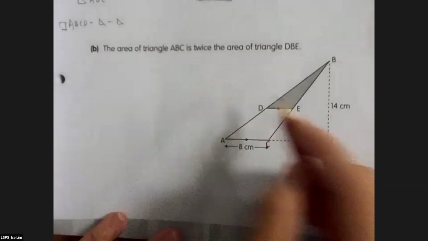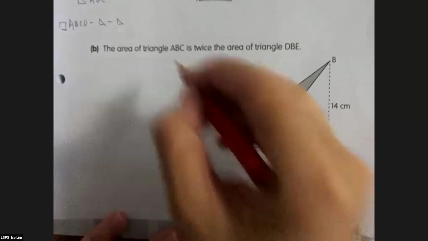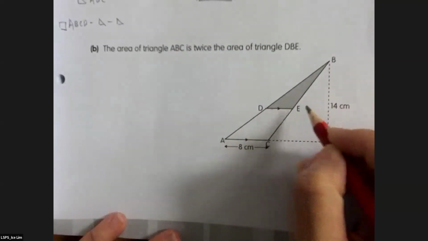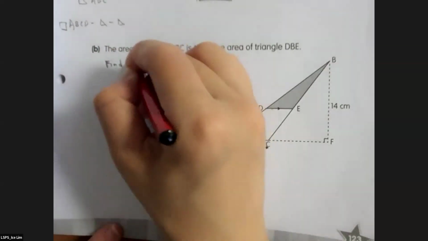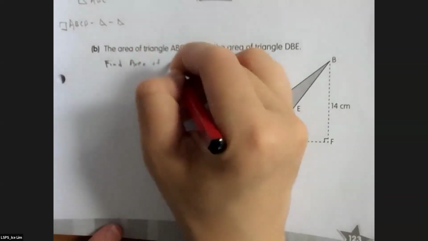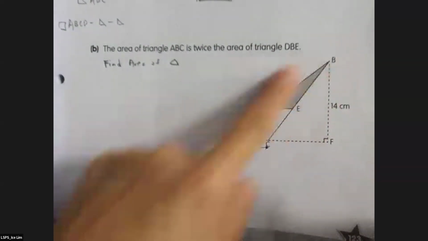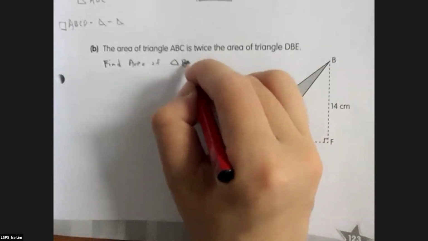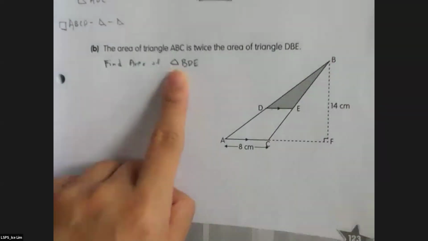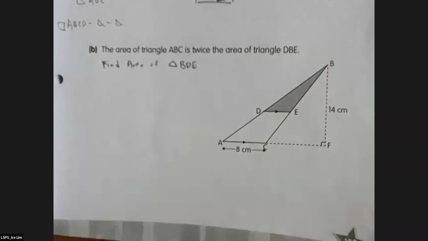So the area of triangle, you're supposed to find the shaded triangle in this figure. So the shaded triangle is D. Find the shaded triangle. So you're supposed to find the area of triangle DEB or BD, same thing. These are the same letters. So I'm supposed to find this shaded triangle, okay?